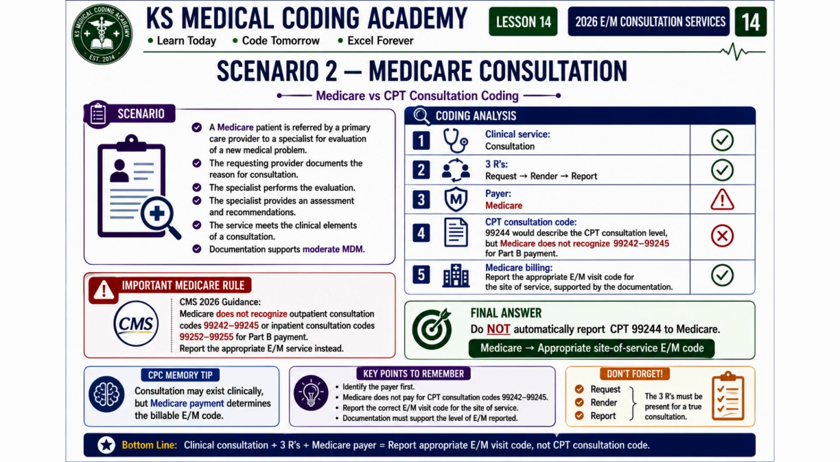For the CPC exam, remember, a service can clinically qualify as a consultation, but the payer determines whether that consultation code is payable. Your key memory rule is: Medicare, arrow, appropriate site of service EM code; commercial payer, arrow, check the payer's consultation policy.